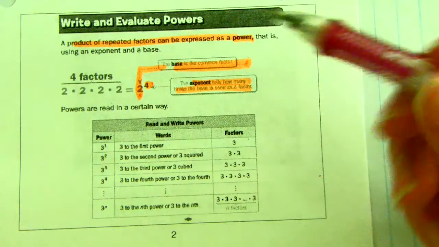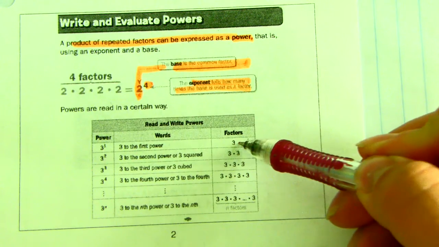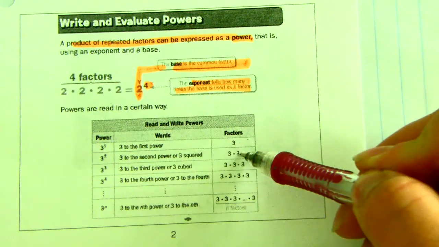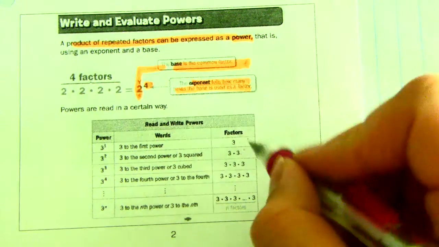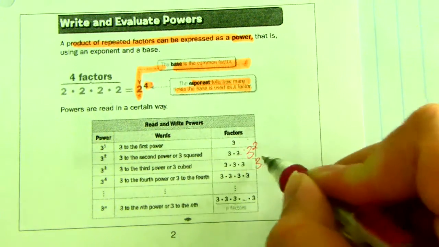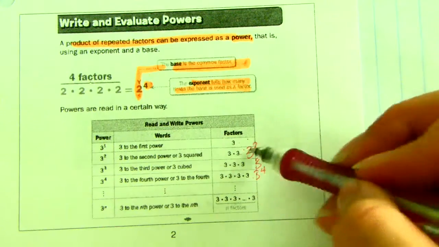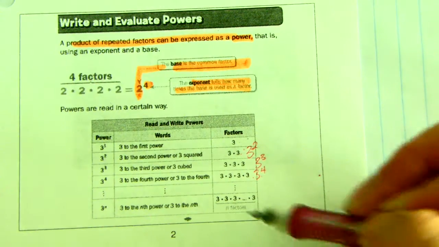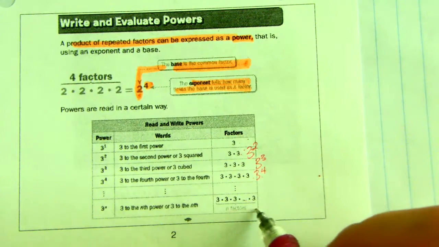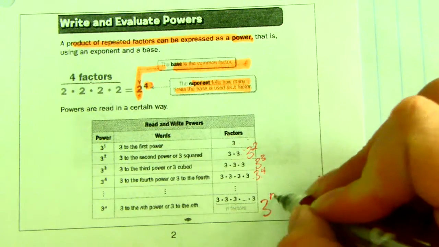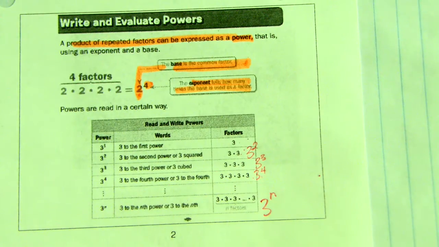So you can read these in a certain way up to a certain power. This would be 3 to the first power. I call this 3 squared when it's 3 to the second power, 3 cubed. And then that doesn't get any fancy after that. It's just 3 squared, 3 cubed, 3 to the 4th, 3 to the 5th, 3 to the 6th. And when you don't know how many 3's, you might call it 3 to the nth power.